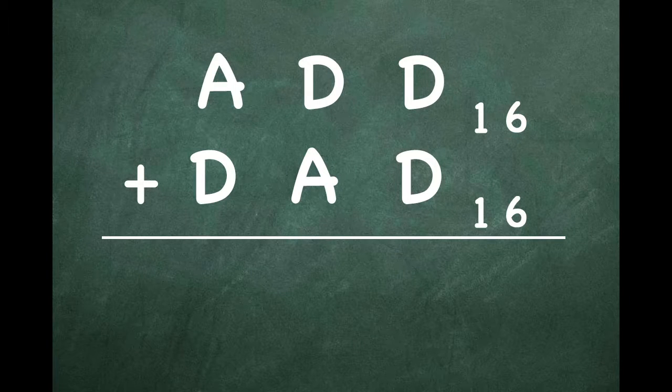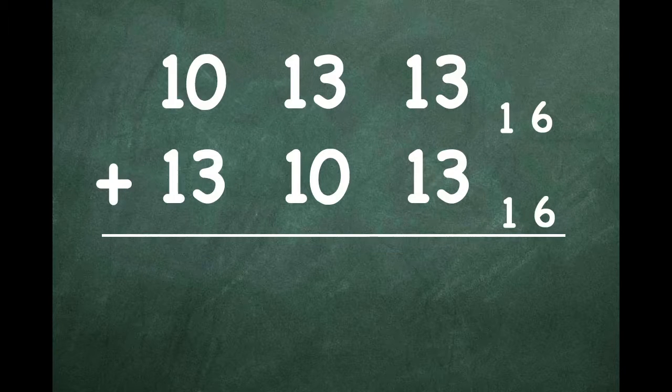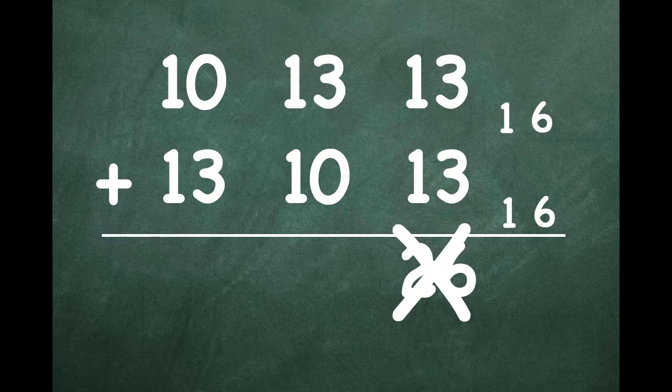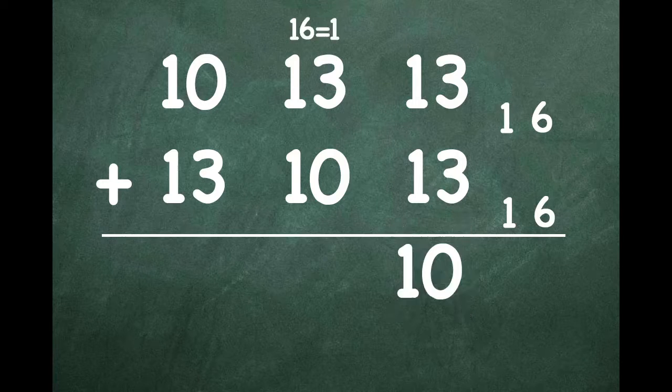Let's have another example. Find the sum of ADD base 16 and DAD base 16. Since there are letters in the addends, let's convert them first into their corresponding decimal values. Then we perform the addition. 13 plus 13 equals 26, which isn't allowed because it's greater than or equal to 16. But we know that 26 equals 16 plus 10, so write 10 below the bar line, carry 16 to the next place and convert it to 1.